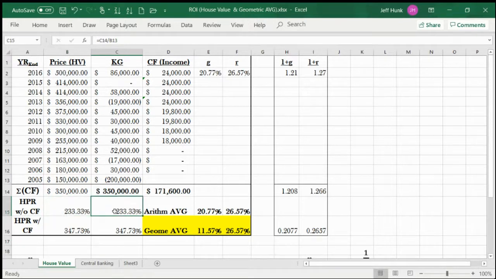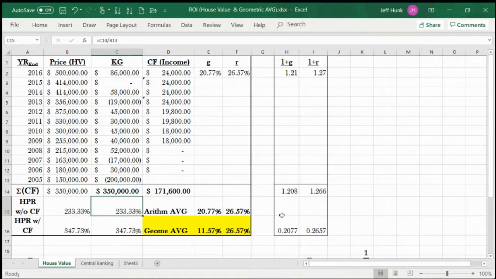Also, the same thing, I did C14, which is basically the capital gains throughout the entire holding period, the sum of all of these annual capital gains, divided by the initial investment. Then I got 233%. So this is the holding period return in scenario one.